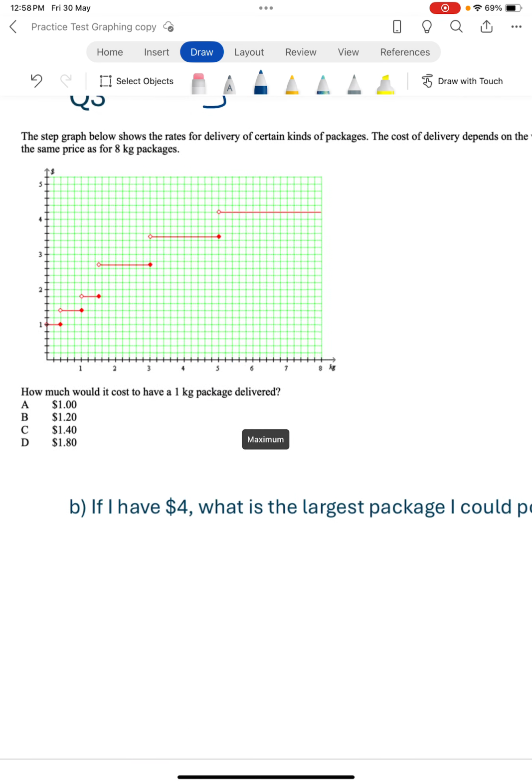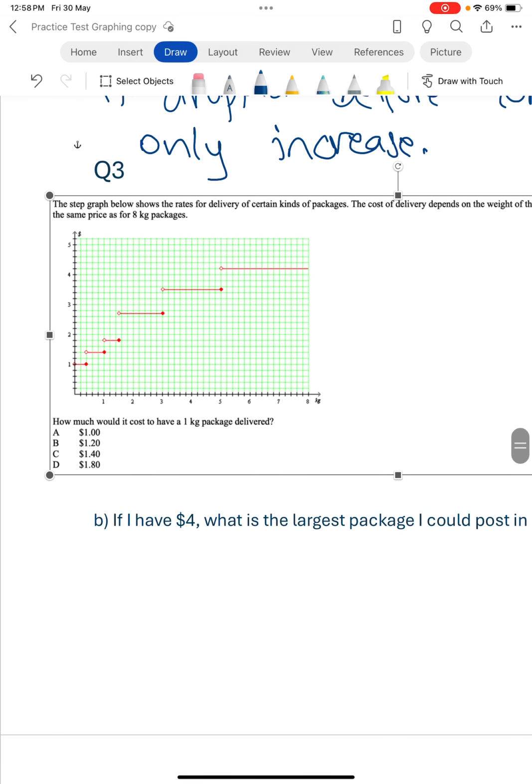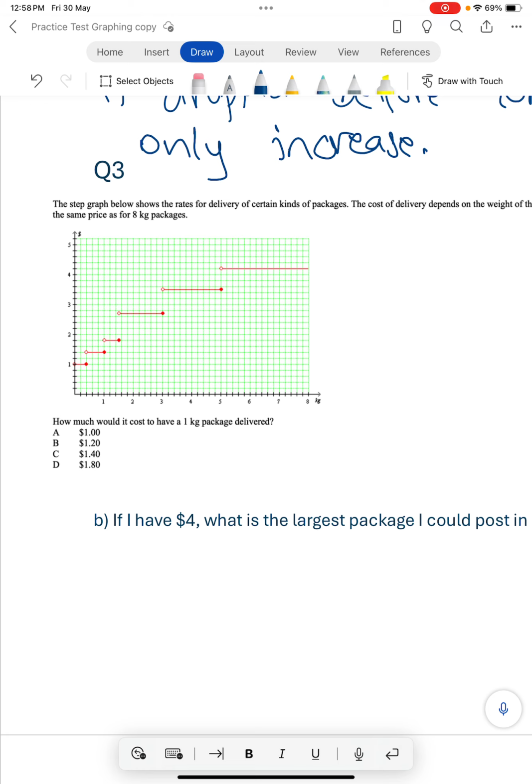So this is a step graph, which has been in the textbook a few times, but I haven't done a worked example with it yet. So this is a good chance for me to do a quick little bit of teaching. If you guys look here, you can see that there are both closed dots and hollow dots. This graph works exactly the same as a line graph. Where you see the hollow dot, it is not included.